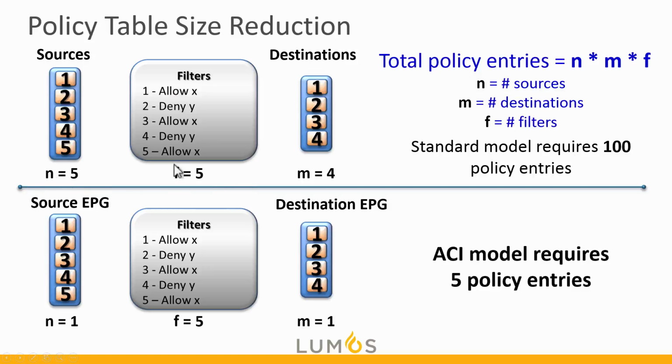And let's say I have 5 filters. Some allows, some denies, some allows, some denies, whatever. And then I have 4 destinations. Even if I put the sources all into a single object group and the destinations into an object group, from a show run perspective the command line would only show me: from the source group line 1 allow to the destination group, line 2 deny to the destination group, line 3 allow, line 4 deny, and finally line 5 allow to the destination.